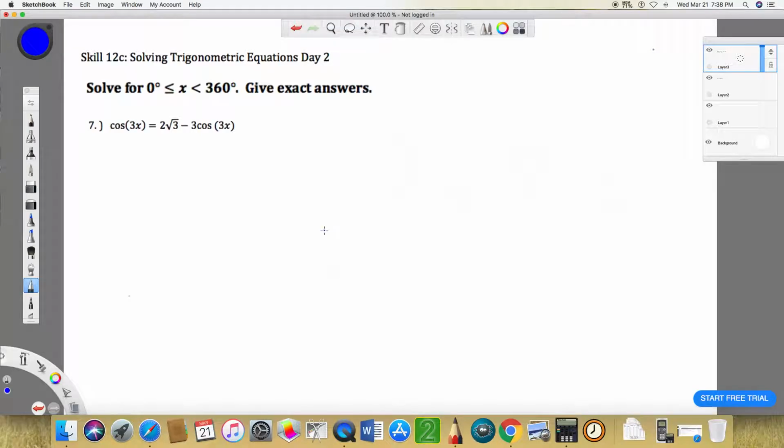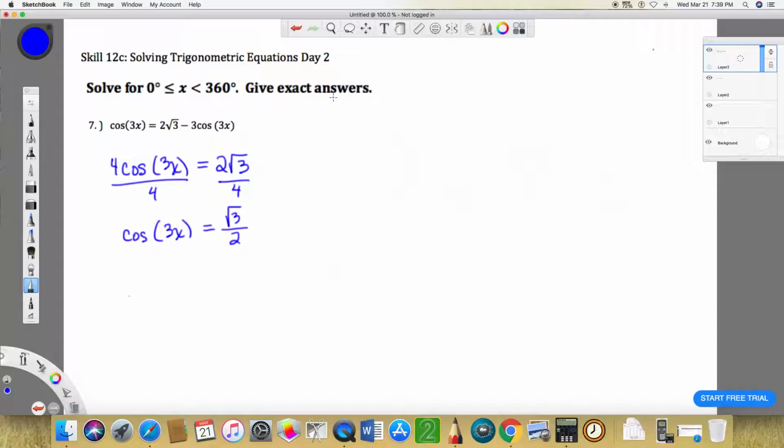All right, so let's take a look here at this equation. We've got a trig equation that's in a single trig function. It's in cosine, and it's cosine of 3x. So let's get that by itself. Let's add 3 cosine 3x to each side and get 4 cosine of 3x is equal to 2 radical 3. And then we'll divide both sides by 4. We have that the cosine of this angle 3x is equal to radical 3 over 2.